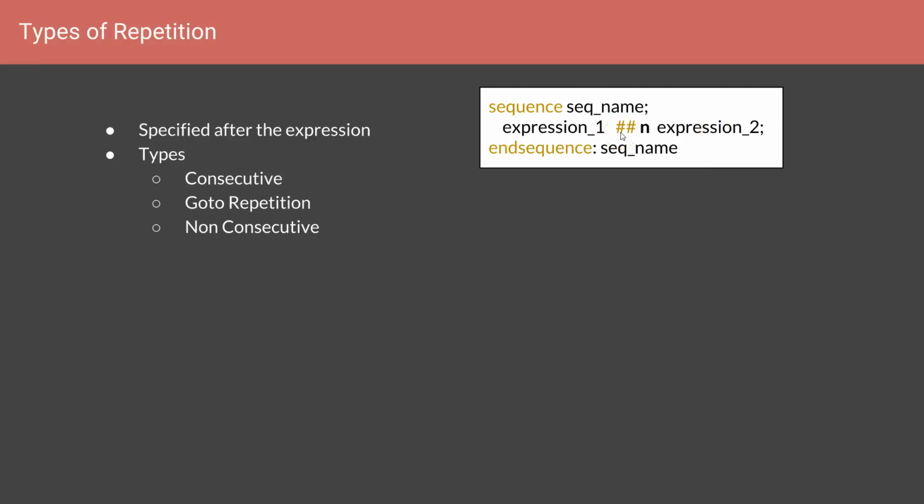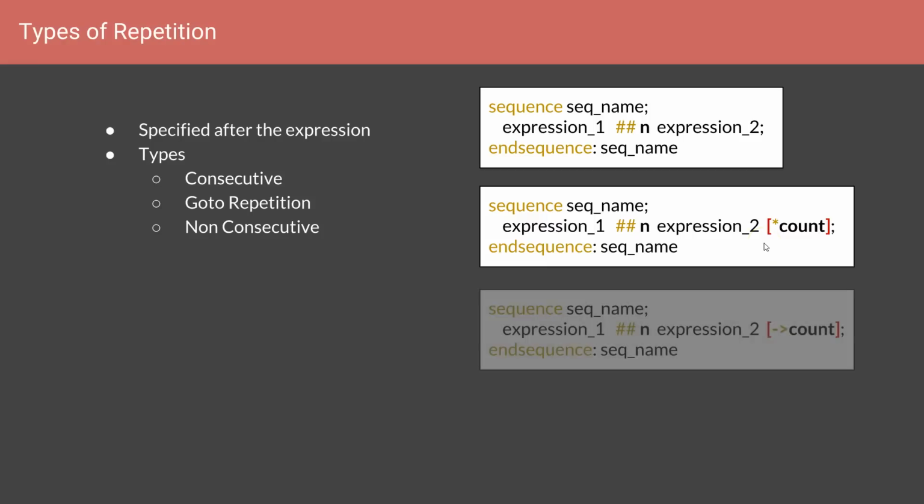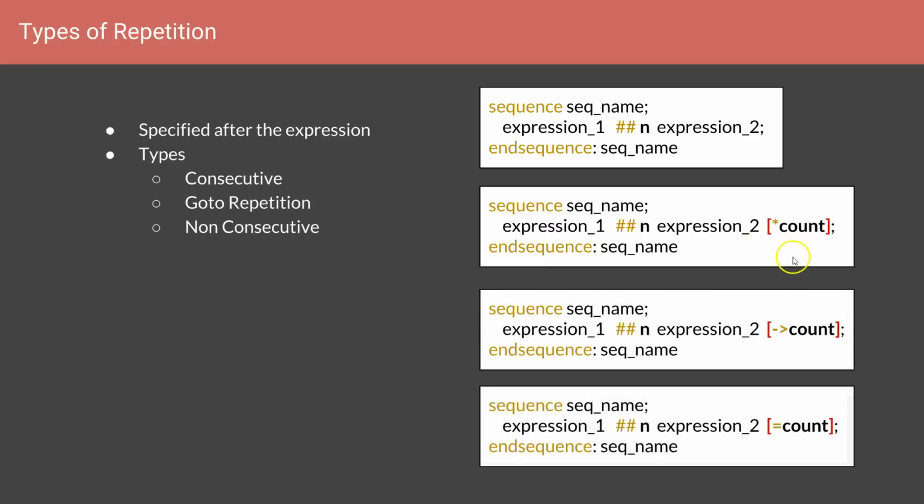This was the syntax to specify cycle delays, and the syntax to specify repetition is that you specify the repetition count after the expression within a square bracket. There are three types of repetitions in SystemVerilog Assertions, which are consecutive repetition, non-consecutive repetition, and go-to repetition. You will see all of them in detail in the coming sessions. But just remember that all of them have the same syntax. You specify the repetition after the expression within a square bracket, and these three are differentiated by three different symbols.